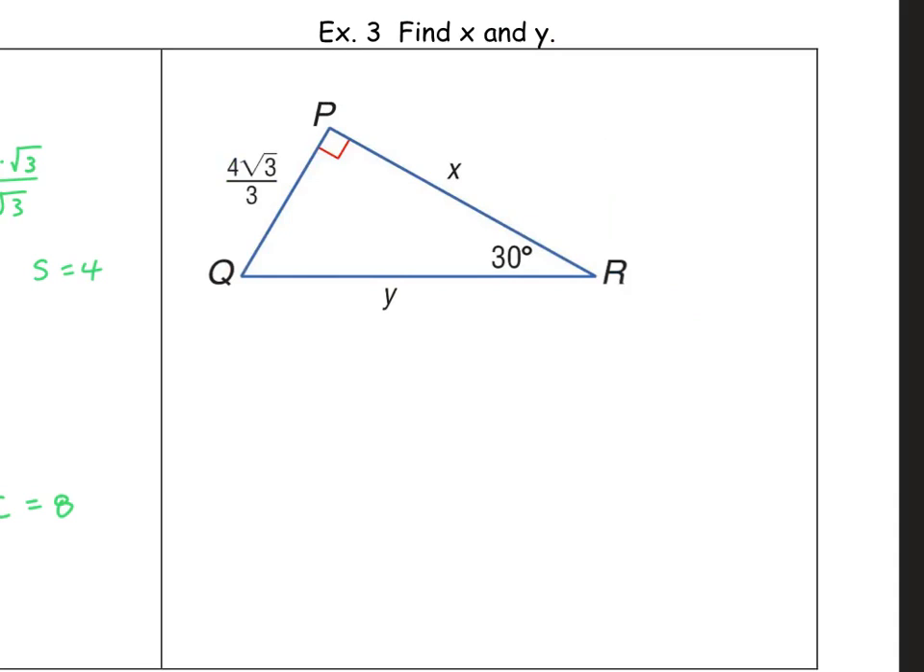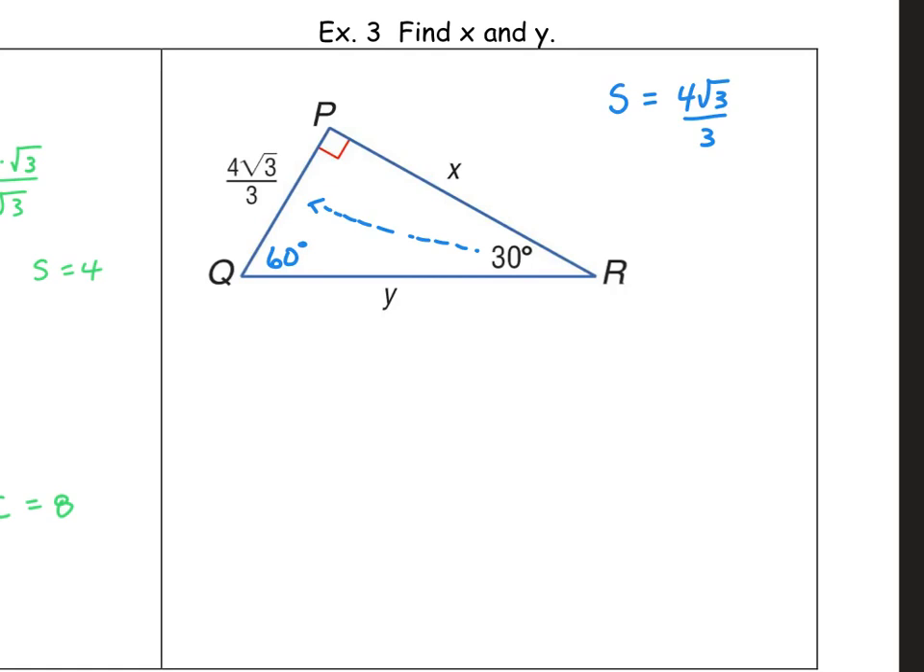Example number 3 wants me to find both x and y. So I'm going to look. I got a 30, 60, 90 right triangle. So what side was given to me? In this situation, I was given the length of the short side. So here, the short side is equal to 4 square roots of 3 divided by 3. It's all right. We've seen these before in 45, 45, 90. We're just going to treat it the same way. I don't care what the short side is. We're just going to follow the formula.